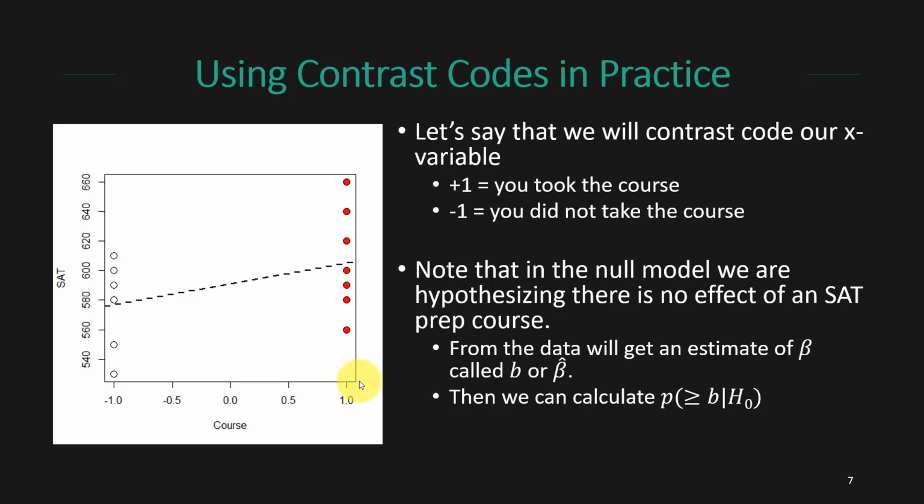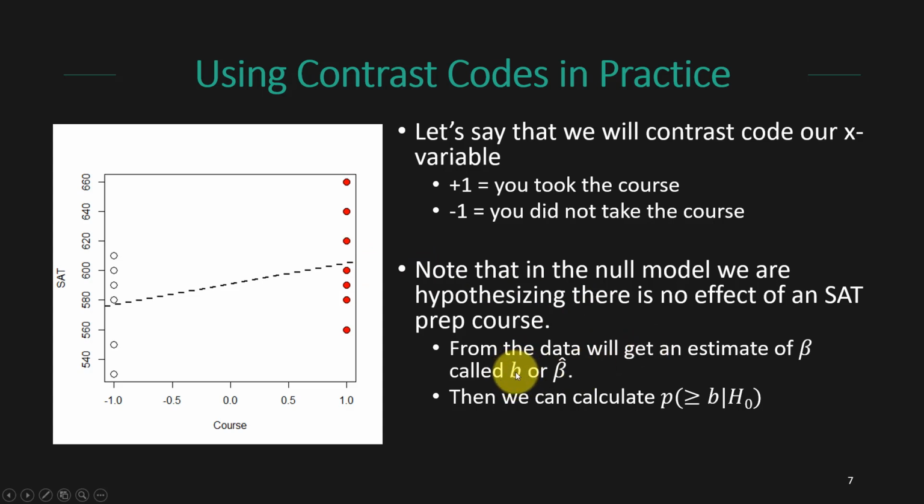And in much the same way we did with simple regression, we're going to have a null model where we hypothesize there is no effect of the SAT course. From the data, though, we're going to get the slope that we see here, right? So under the null model, we assume in the population there is no relationship between the SAT and the prep course.